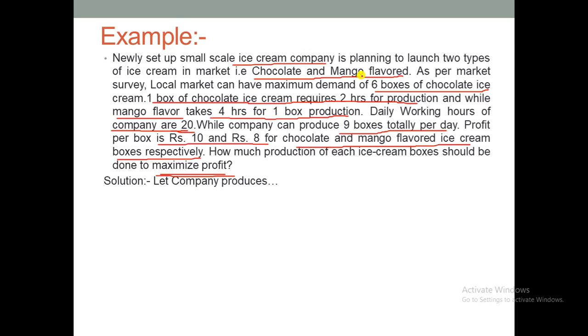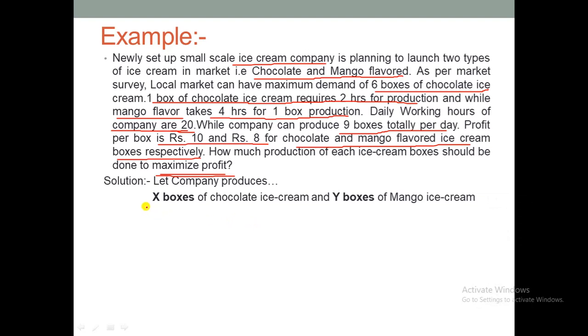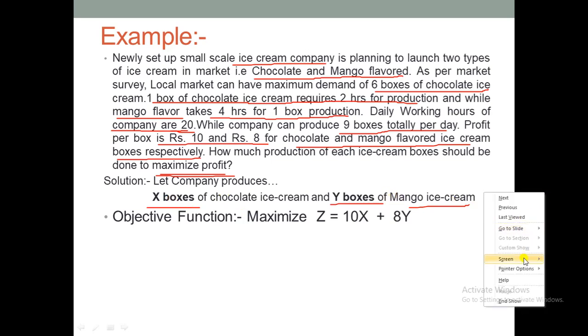So the question is simple: what should be the number of boxes for chocolate ice cream and the number of boxes for mango ice cream? So our first consideration will be that there are going to be x number of boxes for chocolate ice cream, and y number of boxes for mango flavored ice cream. So with this simple consideration, x number of boxes of chocolate ice cream and y number of boxes of mango ice cream, immediately we'll get the objective function. So our decision variables are two different decision variables.